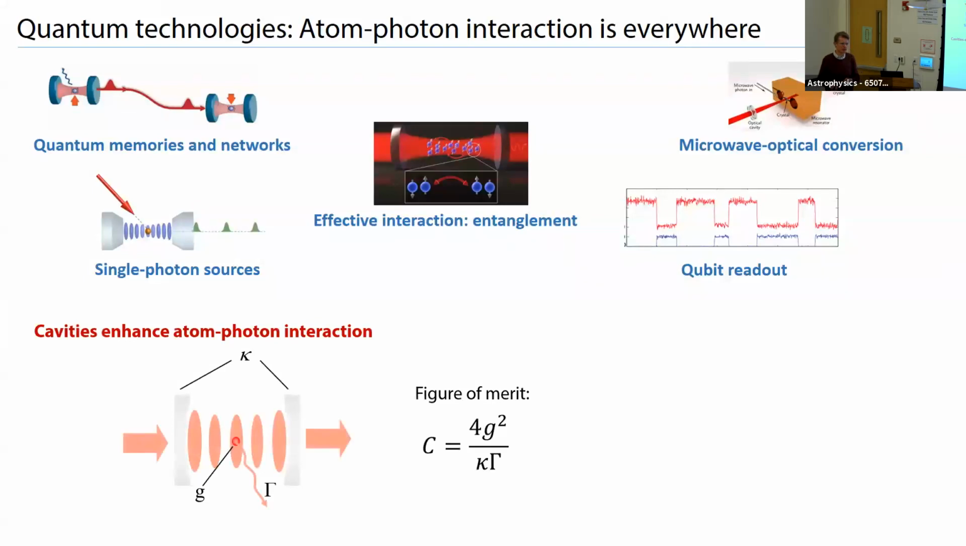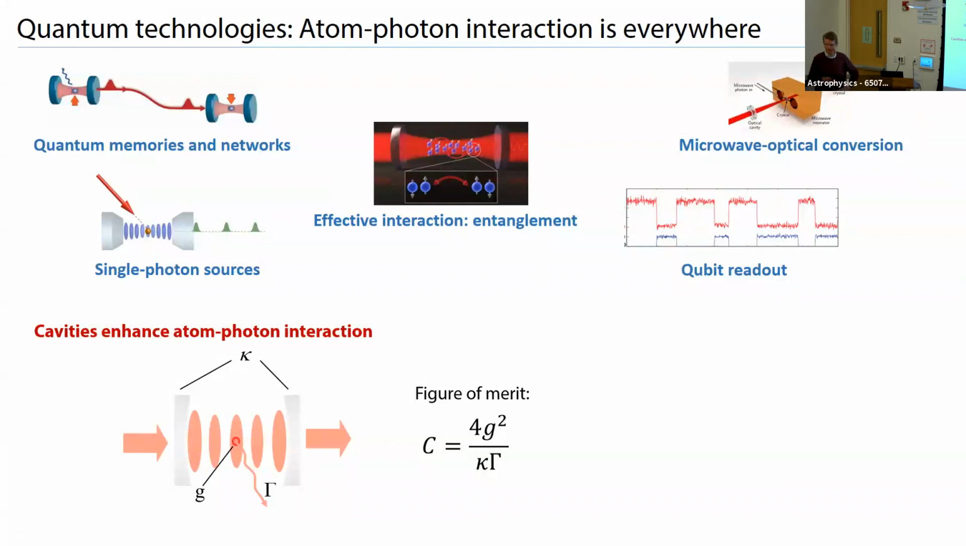And that's where cavities come into play, because they allow you to improve this coherent part of the interaction by recirculating the field, having it interact multiple times with the atom before it comes out. Hopefully, it comes out through one of the mirrors.